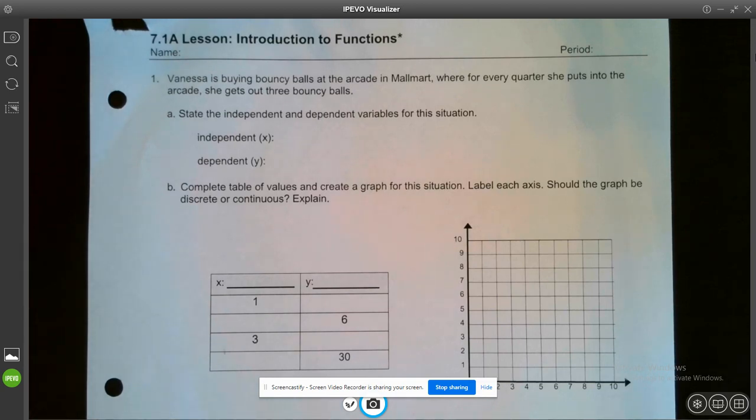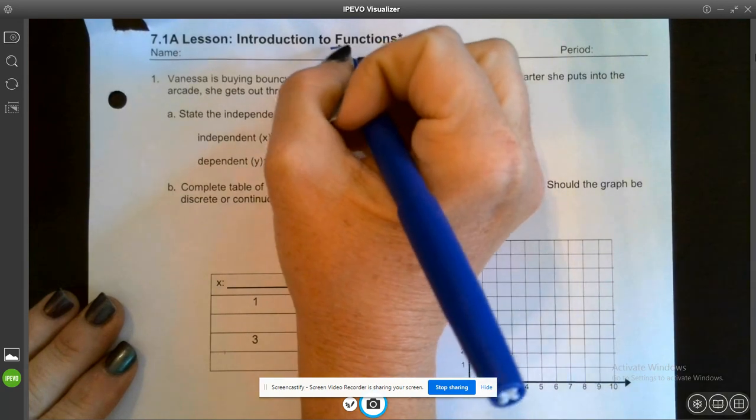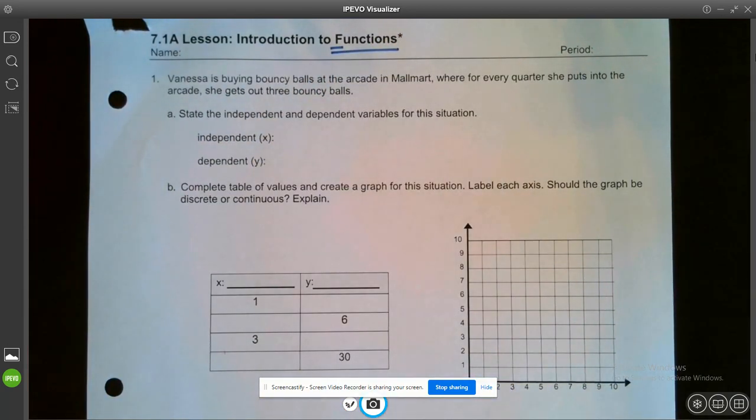All right, welcome to Module 7. We're going to start talking about functions. Oh my goodness, it's another F word, functions. All right, lesson 7.1a. We've got a first scenario here with Vanessa.